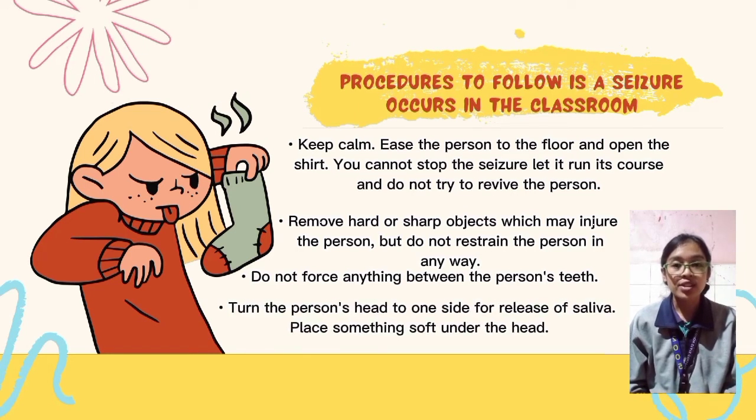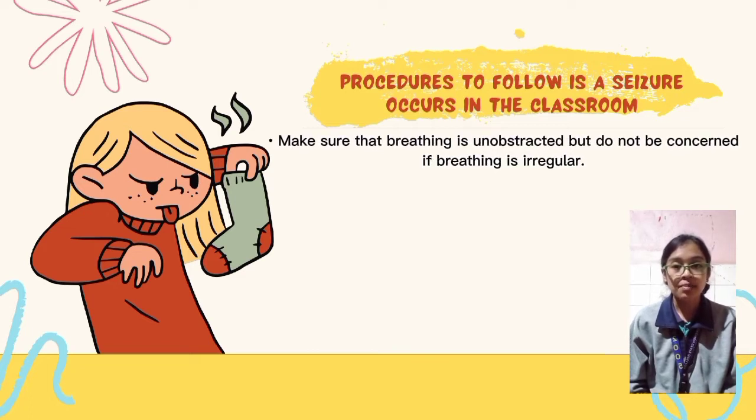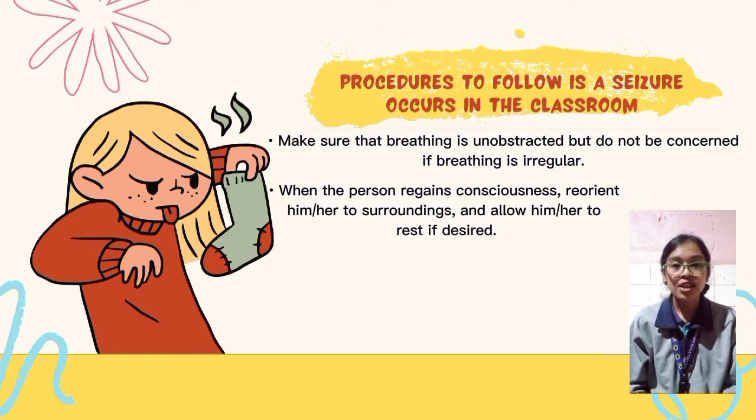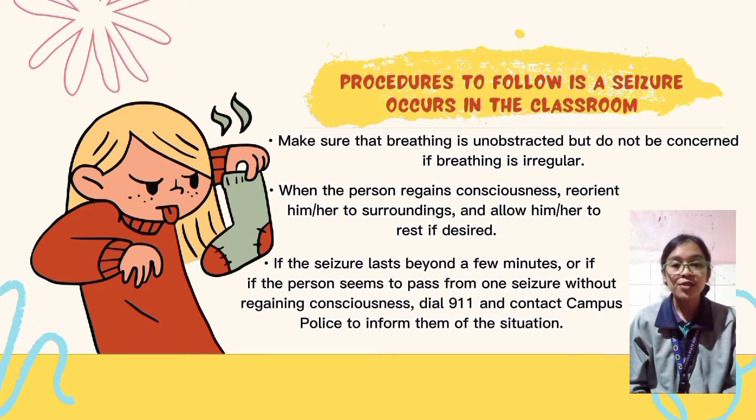Turn the person's head on side for release of saliva. Place something soft under the head. Make sure that breathing is unobstructed, but do not be concerned if breathing is irregular. When the person regains consciousness, reorient him or her to surroundings and allow him or her to rest if desired. If the seizures last beyond a few minutes, or if the person seems to pass from one seizure to another without regaining consciousness, dial 911 and contact campus police to inform them of the situation. This rarely happens, but when it does, it should be treated immediately.